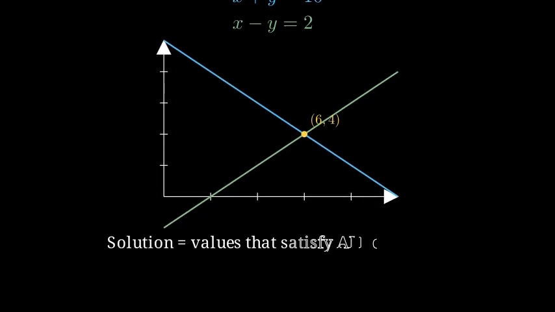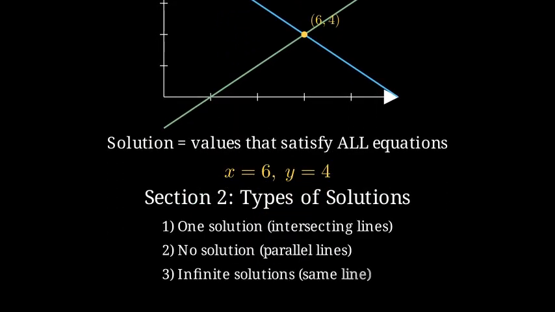The solution to a system is the value of the variables that satisfies all equations. So if x equals 6 and y equals 4 works in both equations, that's your answer. There are three possible types of systems. One solution when lines intersect. No solution when lines are parallel. Infinite solutions when both equations are the same line.